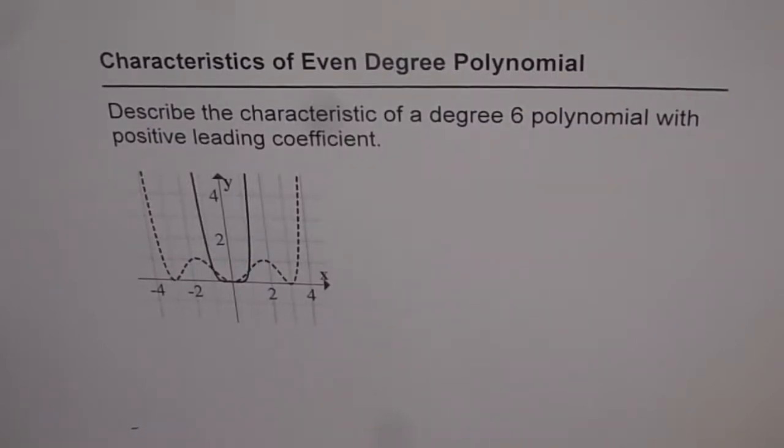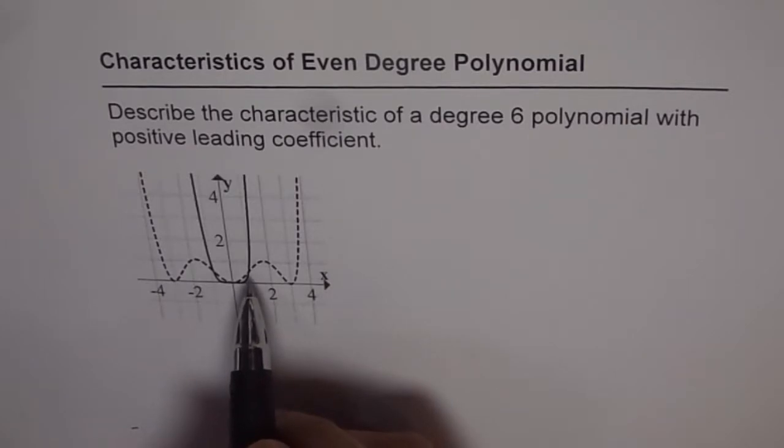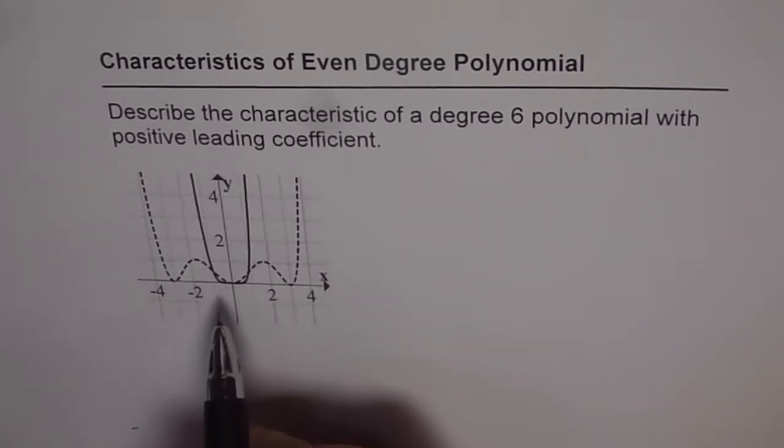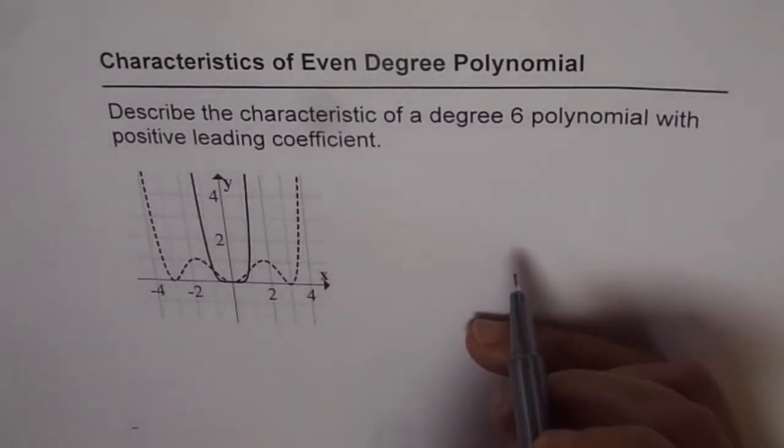Characteristics of even degree polynomial. So the question here is, describe the characteristic of a degree 6 polynomial with positive leading coefficient. So what I have here is two examples of degree 6 polynomial, and they will help us to describe the characteristics of these polynomials, right? So most of the characteristics which I am talking about are applicable for any even degree polynomial, and some answers which I am going to give will be specific for degree 6 polynomial, right?